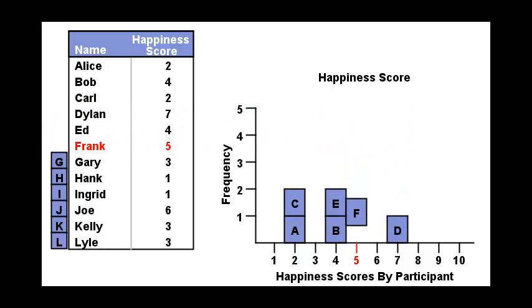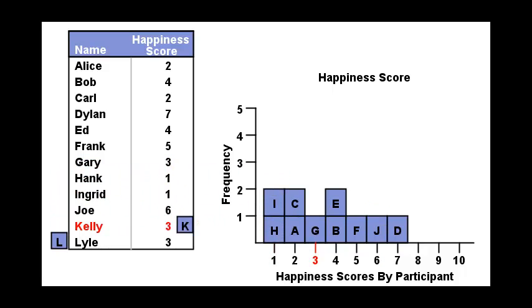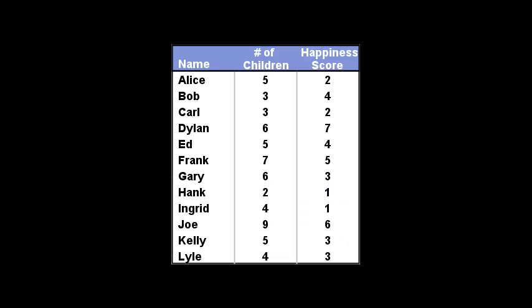The happiness score distribution is quite a bit different than the children distribution, with the bulk of the scores falling between 2 and 4, and the average probably being somewhere between 3 and 4. Now that we have a better understanding of the data through the univariate distributions, we may be interested in assessing if there is a relationship between the number of children participants had and their happiness scores.